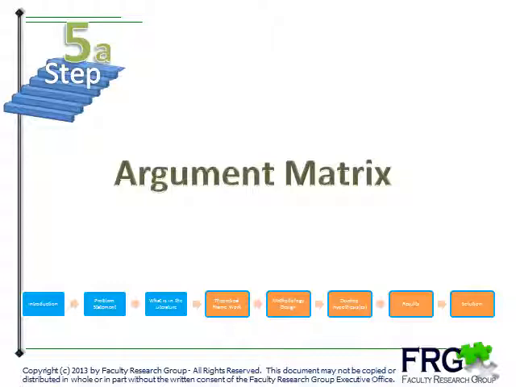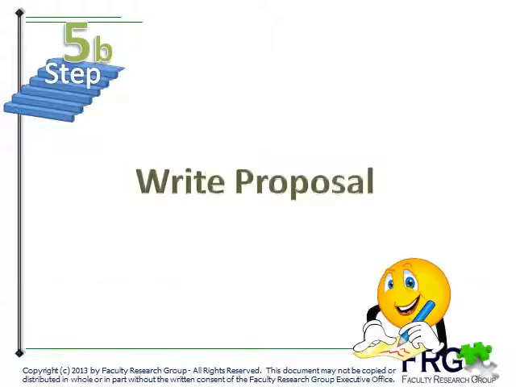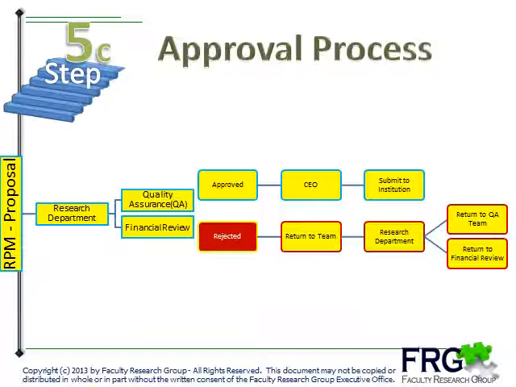The proposal cannot begin until the argument matrix is completed and approved by the entire team. It is then submitted to the research director for approval. After approval is granted, the writing of the proposal begins. Following the approval of the argument matrix by the research director, the second part of Step 5 is the writing of the proposal. After the proposal is written, the FRG approval process begins.